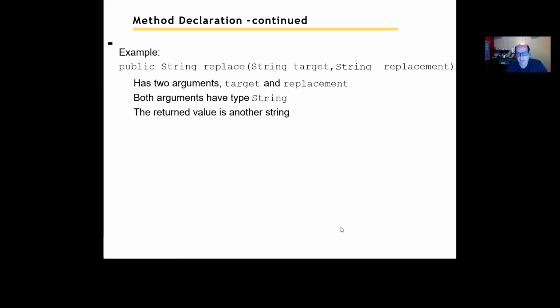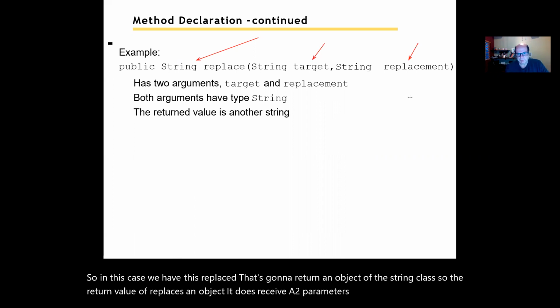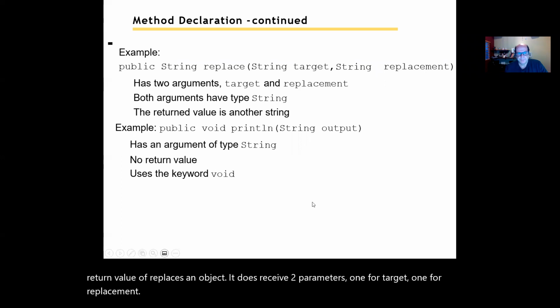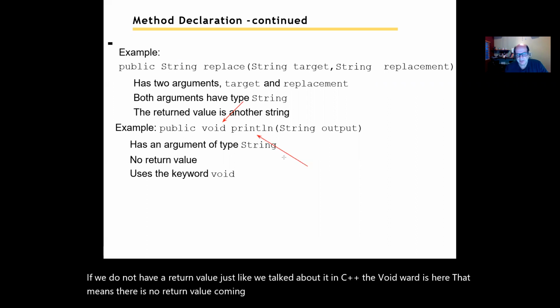So in this case, we have this replace that's going to return an object of a string class. So the return value of replace is an object. It does receive two parameters, one for target, one for replacement. Now, if we do not have a return value, just like we talked about in C++, the void word is here. That means there is no return value coming from this method. So this one has an object going in, in this case, and then it's returning nothing.